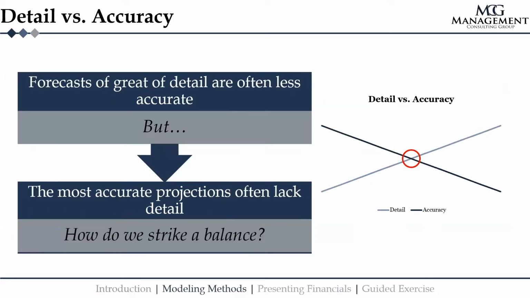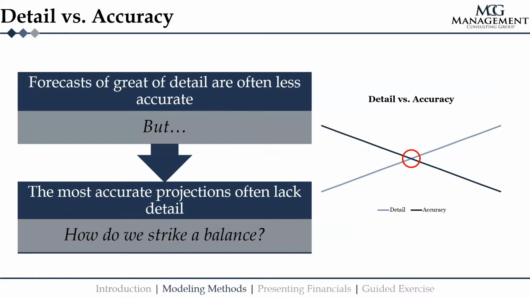So with detail and accuracy, there's a pretty indirect relationship between the two. There's a trade-off that happens between detail and accuracy, so you want to find the middle point of both. When you have more detail, the model is less likely to be accurate. This is because the more detail and the more assumptions that you make, the more likely that one of them is going to be wrong.